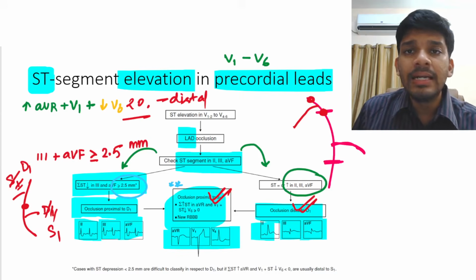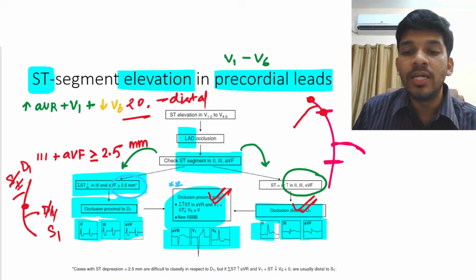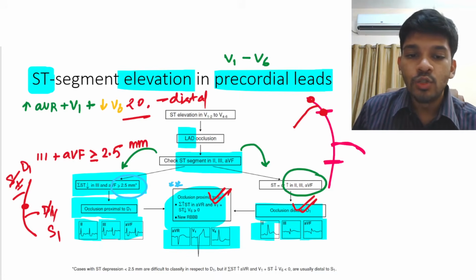Sometimes you get an early diagonal takeoff in a non-classical branching pattern of the left anterior descending, and the S1 takes off after the D1 branch. So the occlusion has features of both being distal to D1 and proximal to S1. That is the important takeaway from these slides.